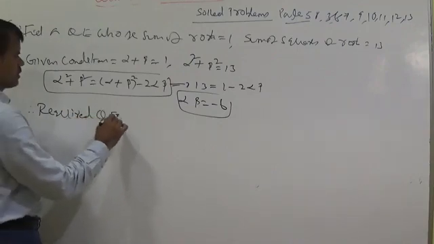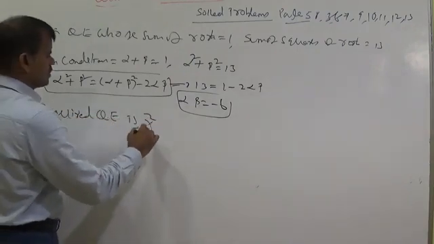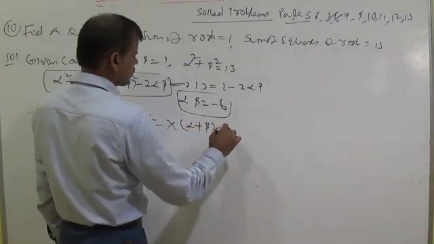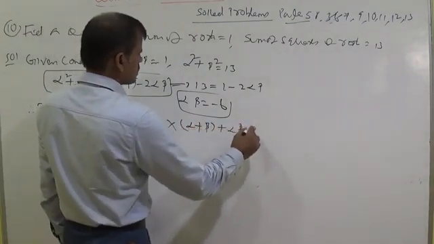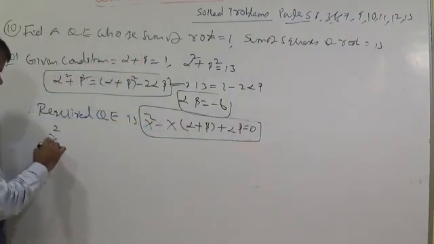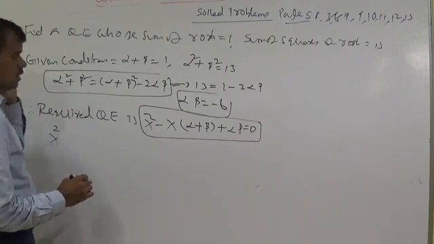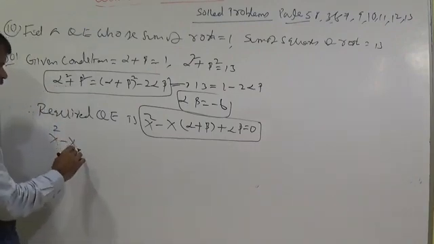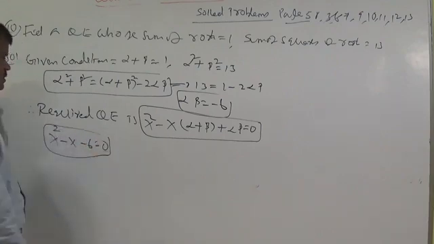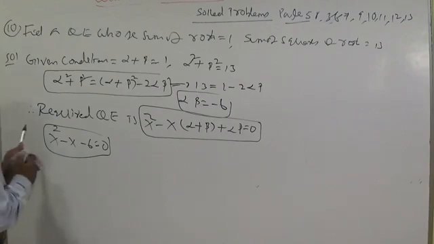Required quadratic equation is, the formula we know, x square minus x into (alpha plus beta) plus alpha beta is equal to 0. So you can write x square minus x into (alpha plus beta), which itself is 1, and alpha beta is minus 6. That's all. x square minus x minus 6 equal to 0 is the required quadratic equation.